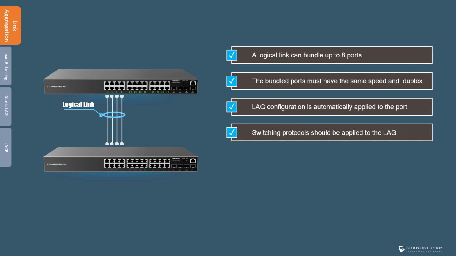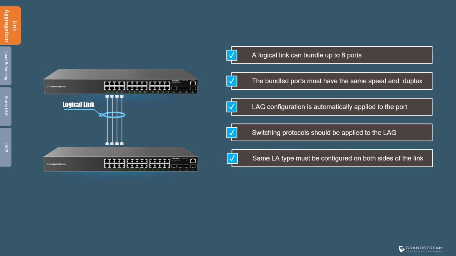When configuring switching protocols and security settings on the GWN switch, these settings must be applied to the link aggregation group interface instead of a physical interface. For instance, when configuring VLANs or spanning tree, the configuration must be applied to the link aggregation group interface instead of applying it to the physical port.